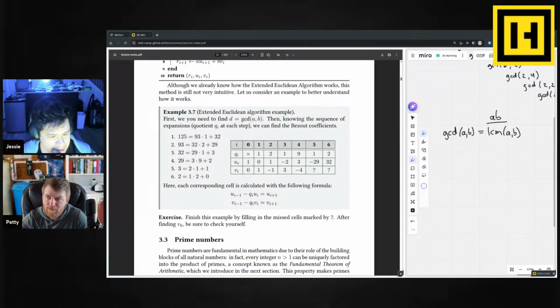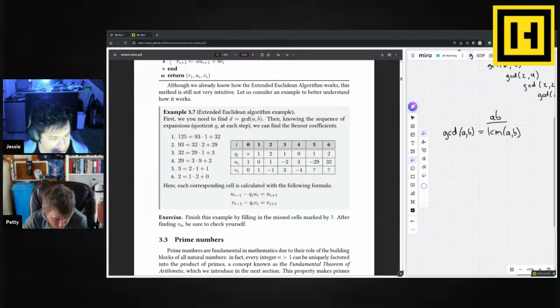Although we already know how the extended Euclidean algorithm works, this method is still not very intuitive. Let us consider an example to better understand how it works. Example 3.7, extended Euclidean algorithm example. First, I'm going to have to correct some more typos. First, you need to find d equal to the GCD of a and b. Then, knowing the sequence of expansions and quotients q sub i at each step, we can find the Bezout coefficients.